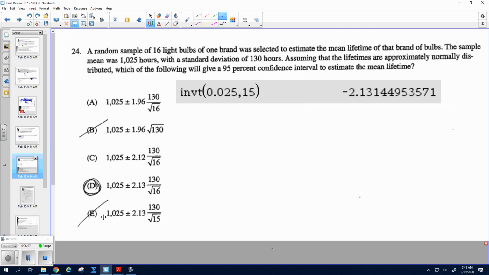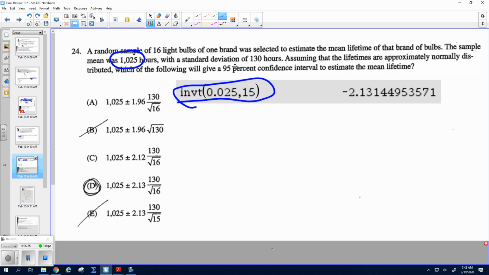Number 24, we're trying to do a confidence interval. And so your general formula is the statistic plus or minus the critical value times the standard deviation of the statistic. So all of them have the same mean right here, which they tell you that's your sample mean. And then you got to find the critical value. So since we're doing means, you want to use T star. And to find it, we do inverse T.